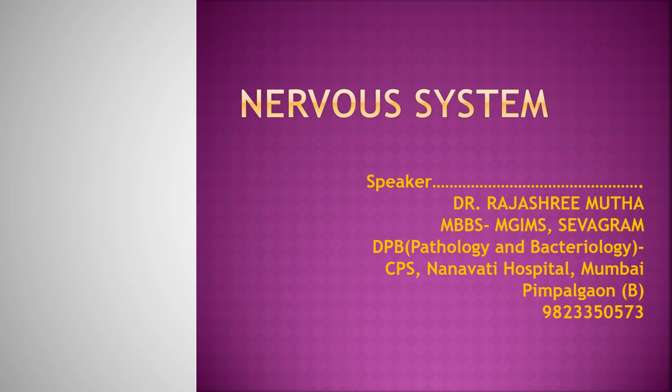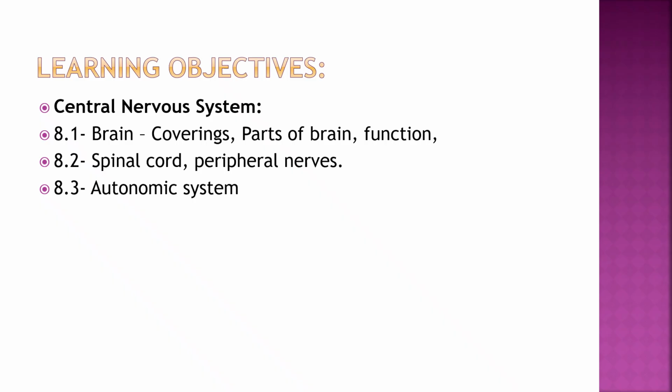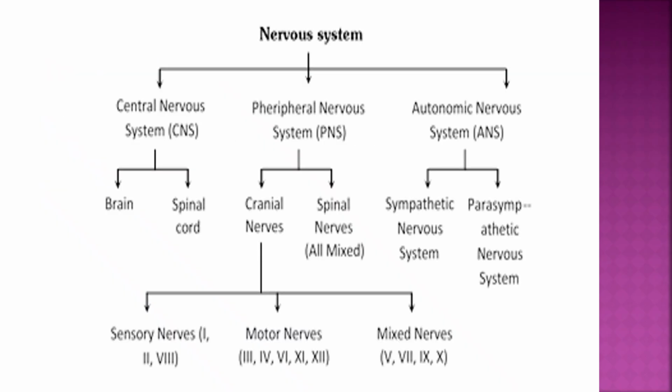So today we are going to study about the nervous system. So this is the basic structure or parts of the nervous system. The nervous system is mainly divided into three parts, that is central nervous system, peripheral nervous system and autonomic nervous system. The central nervous system is mainly of two parts, that is brain and spinal cord.